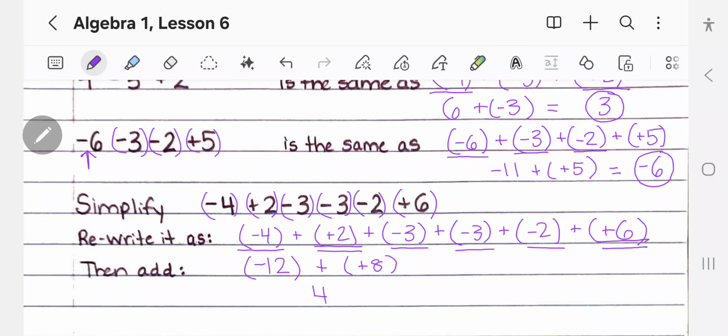Negative 12's absolute value is 12. It is larger than the absolute value of 8, which is 8. So I'm going to take the negative. And my final answer is negative 4.